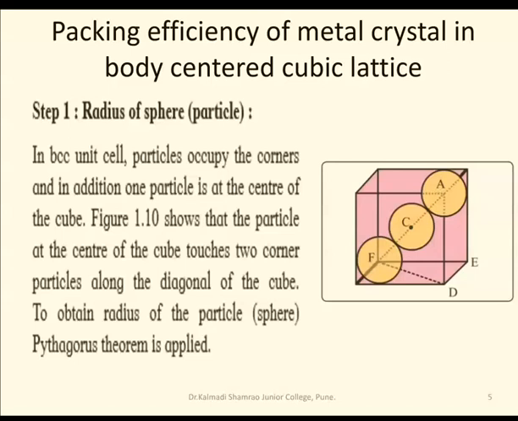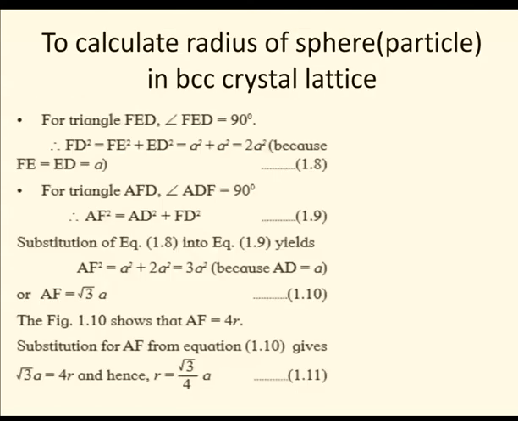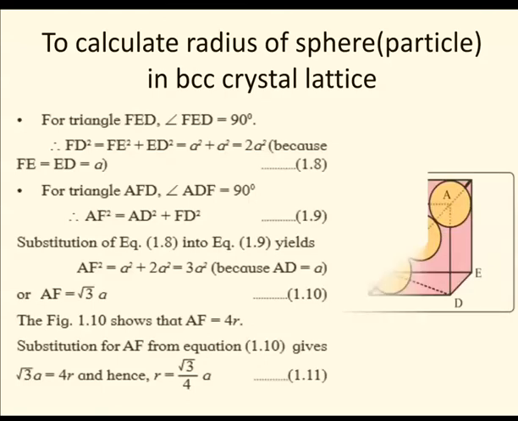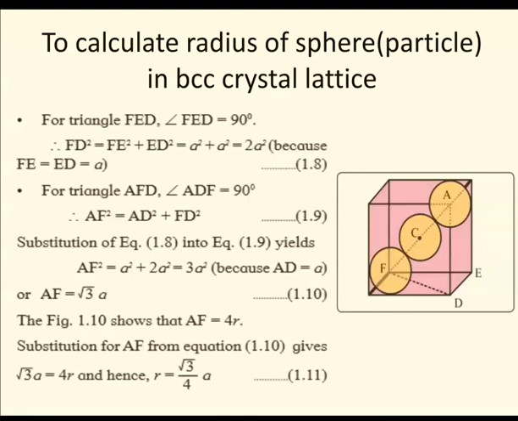Now to obtain the radius of the particle, that is the sphere, Pythagoras theorem has to be applied. To calculate the radius of sphere or the particle in BCC crystal lattice, we have to consider triangle FED, which is at the bottom. The angle FED is equal to 90 degree. Therefore, FD square, that is the hypotenuse square, is equal to FE square plus ED square. Both FE and ED are edges, so that is equal to a square plus a square, that is equal to twice a square. Let this be equation 1.8.